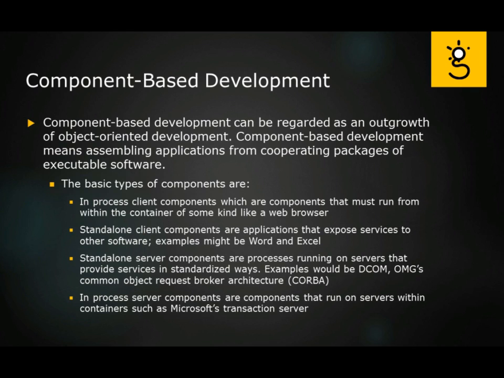We have the standalone server components, which are processes that are running on servers. They provide services in standardized ways. Examples would be things like the Distributed Component Object Model, or OMG's Common Object Request Broker Architecture, called CORBA. And we have in-process server components, which are components that run on servers within containers, sort of like Microsoft's transaction server.